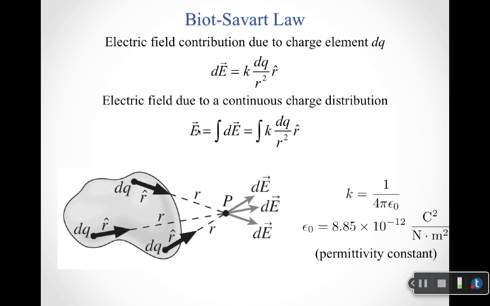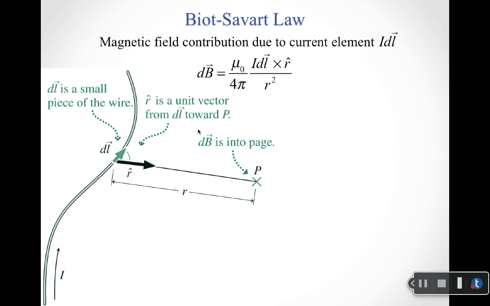Now we're going to play a very similar game with the magnetic field, with a couple of important differences. So here's the Biot-Savart law. What the Biot-Savart law tells us is that the magnetic field contribution due to some tiny little current element, so we've got our little current element of I dl. Notice dl is just a length, so I'm taking my current times a length to get my current element.